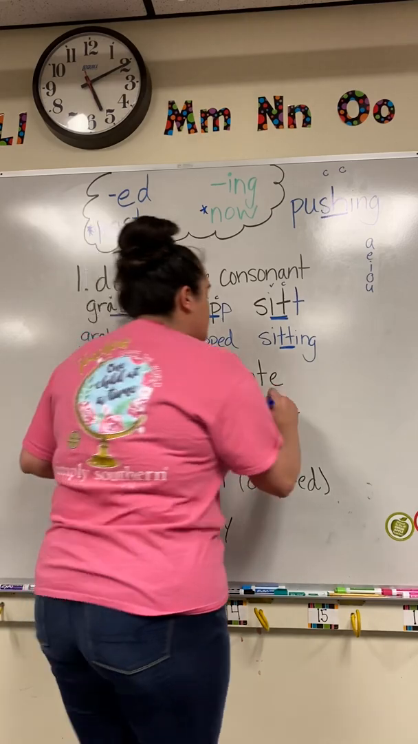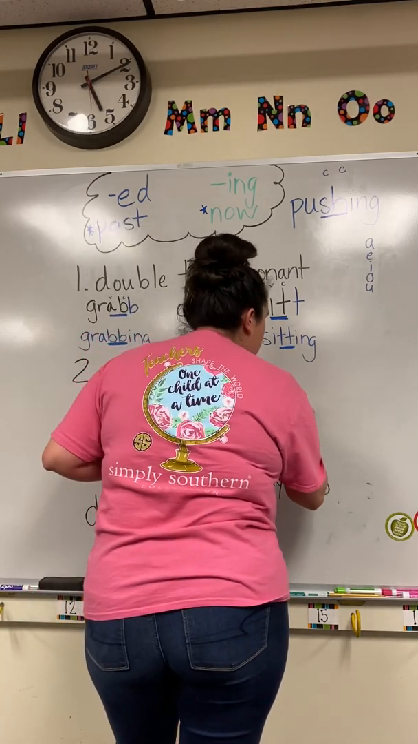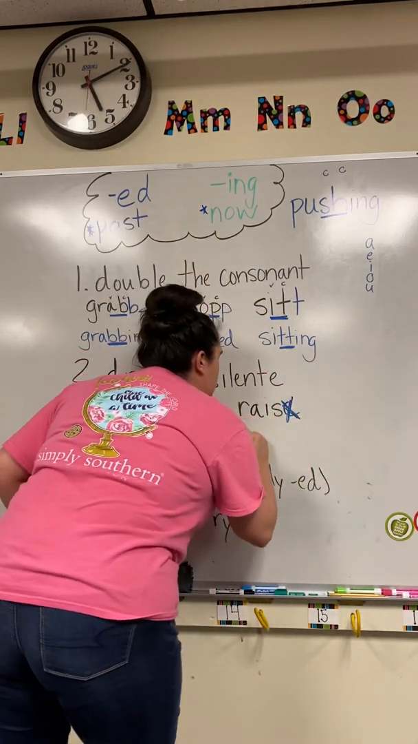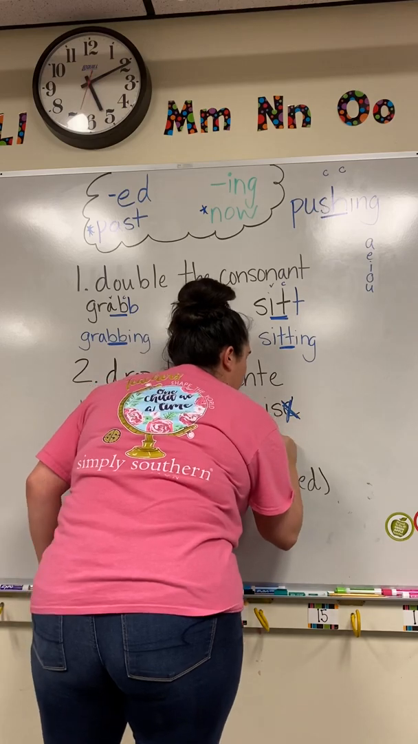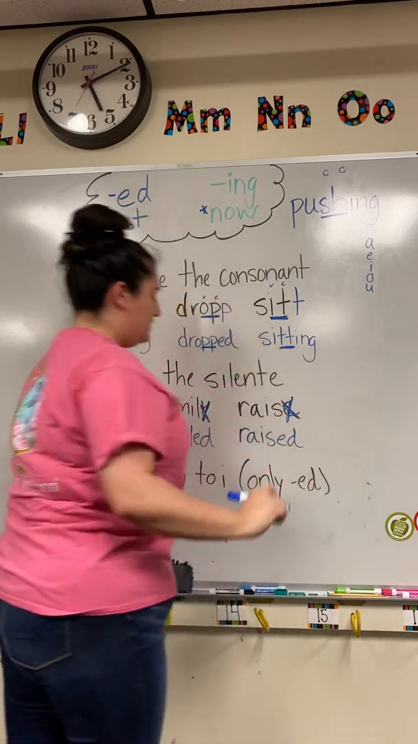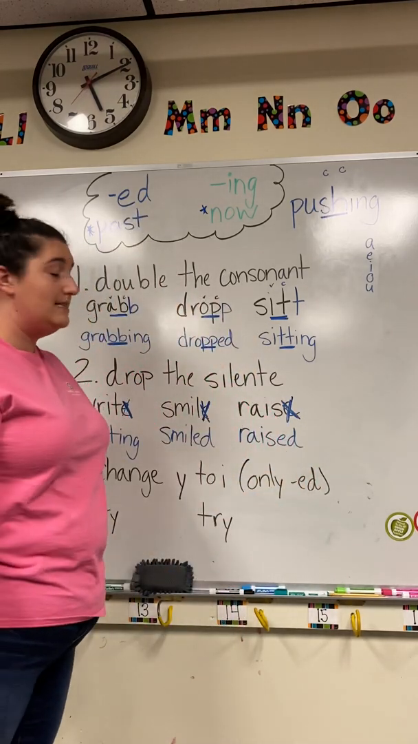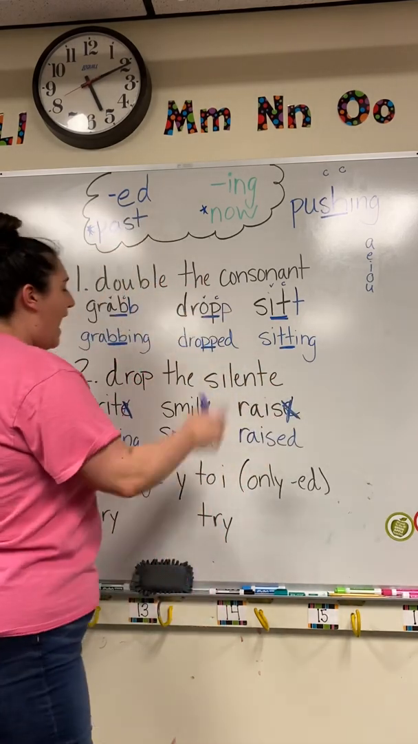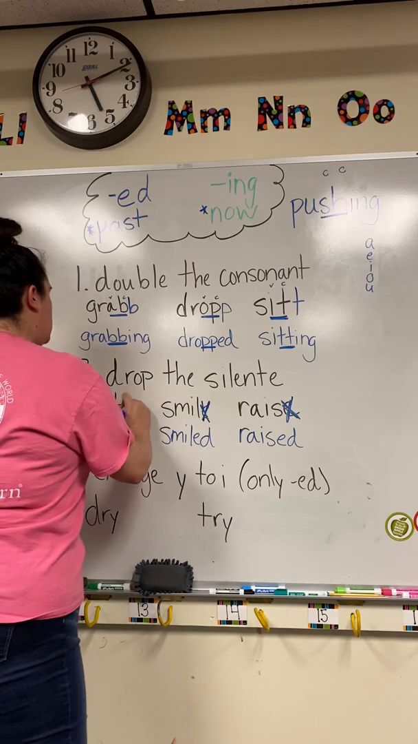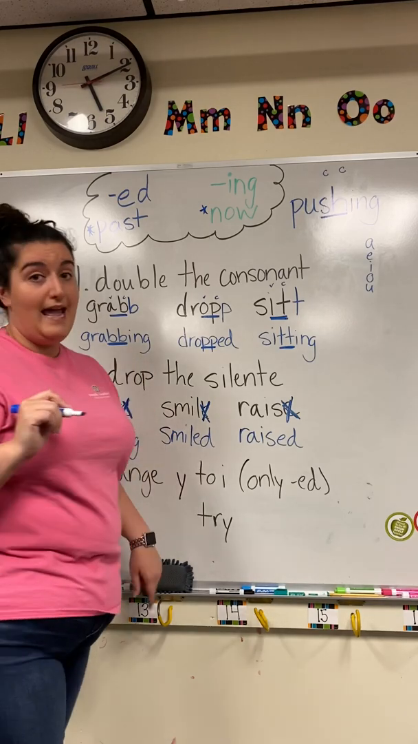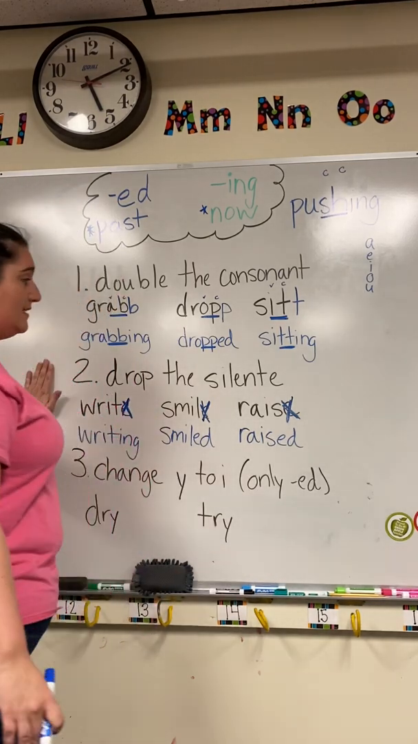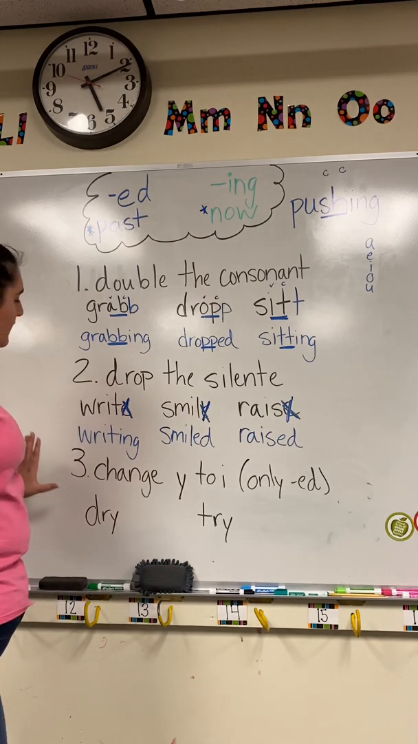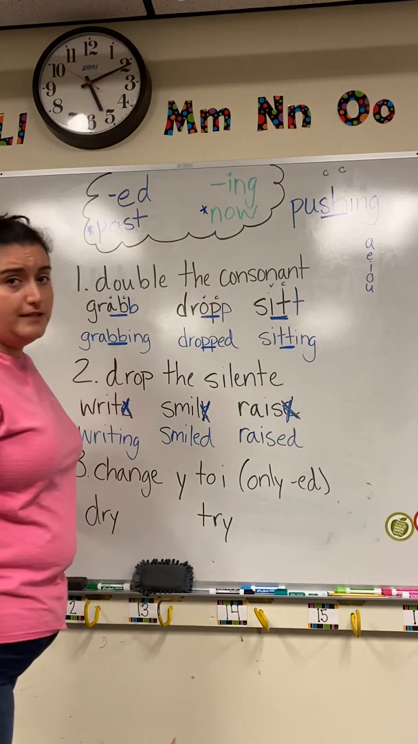Another one is raise. Raise has a silent E at the end, so we're going to cross off that silent E and then add whichever ending we need to make the word raised. Okay, so anytime you see a word with a silent E, you have to cross off the silent E before you can add an ending. Okay, that one's easy. Number 3 is where it gets a little bit tricky.